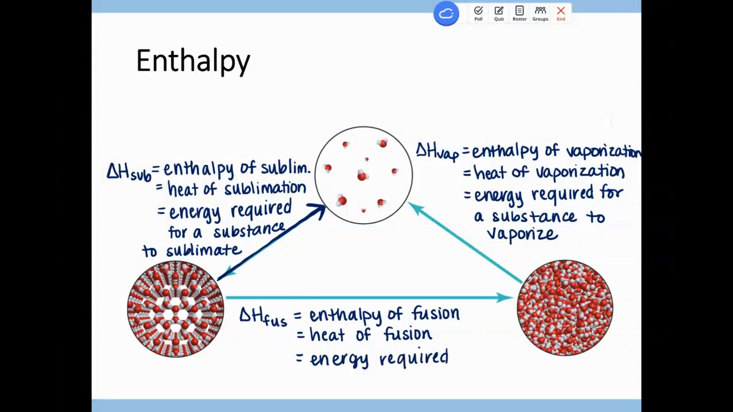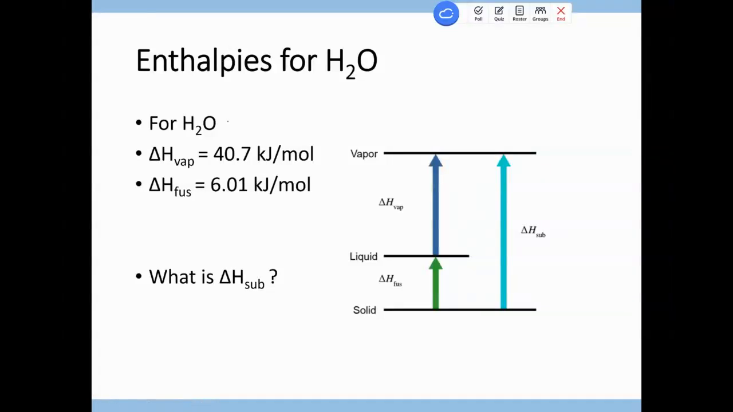Energy required for a substance to melt. Okay, so for any substance, it will have its values for heat of fusion. They're usually in values of kilojoules per mole or kilojoules per gram. It will have a heat of vaporization value and a heat of sublimation value. So the next slide, we have values for water. These are for water at 1 atm.